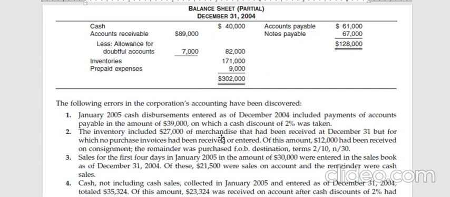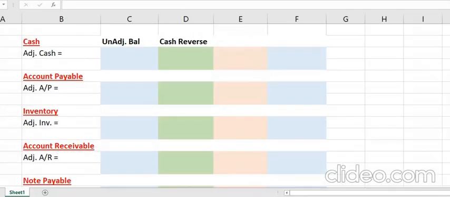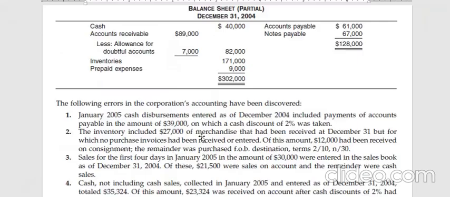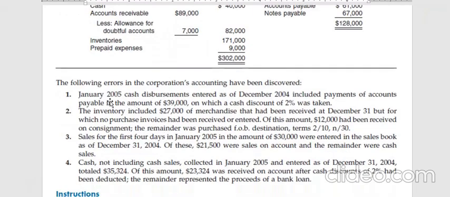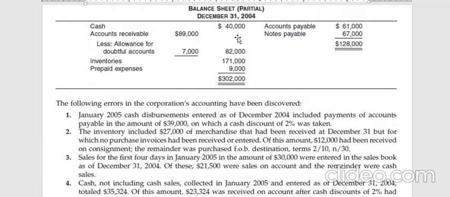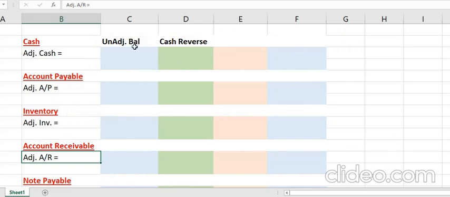Now, in order to solve this numerical, I'm using an Excel sheet as well that can help me to solve it. My job is to calculate the adjusted balances, okay? Because when I see how this information affects these accounts, there will obviously be adjustments needed, okay? The second thing is that we will shift the unadjusted balances of all the accounts here.